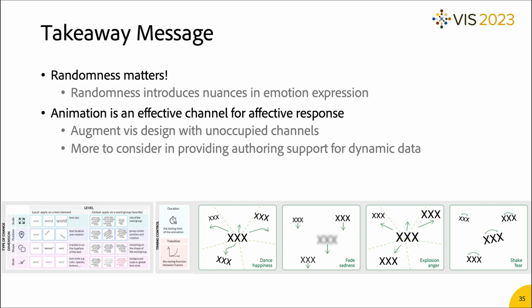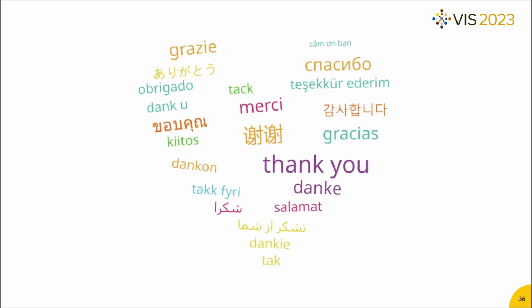In summary, this paper reveals that randomness introduces nuances in emotion expression. And we demonstrate that we may augment the emotion expression of a given visualization by animating the unused visual channels, like the position and scales in our design cases of Wordles. As data features also relate to audience emotion response, how to better support effective visualization authoring remains an ongoing research direction.